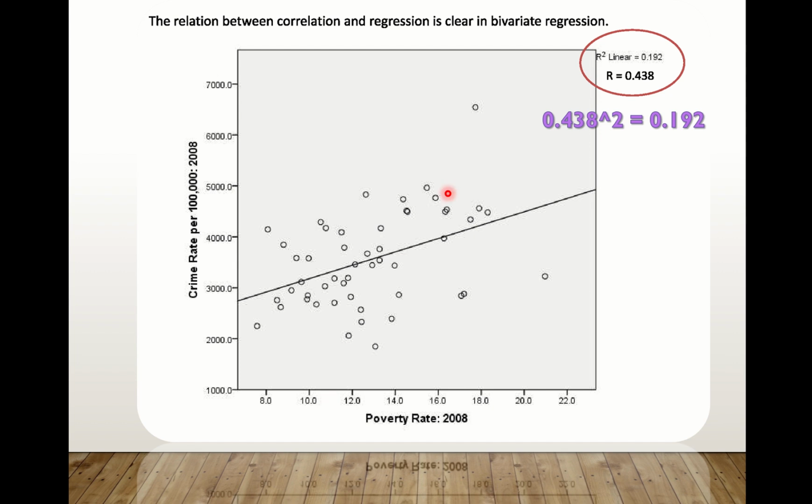So the coefficient of correlation, r, and the coefficient of determination, r squared, are mathematically related. In this case, we looked at the scatter plot. If we take our r coefficient of correlation and square that, we get our coefficient of determination, r squared.